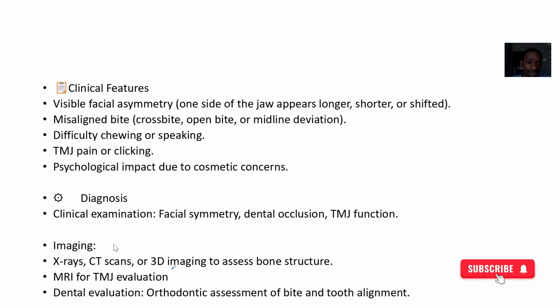So clinical features is you can clearly see that the person's face is not balanced. So one side is actually longer or shorter or shifted. They also have misaligned bite. If you try to bite something, it's not adequate. Also, you have difficulties chewing or speaking. You have pain in your temporomandibular joint. Then also psychological impacts, like you don't like the way your face looks.